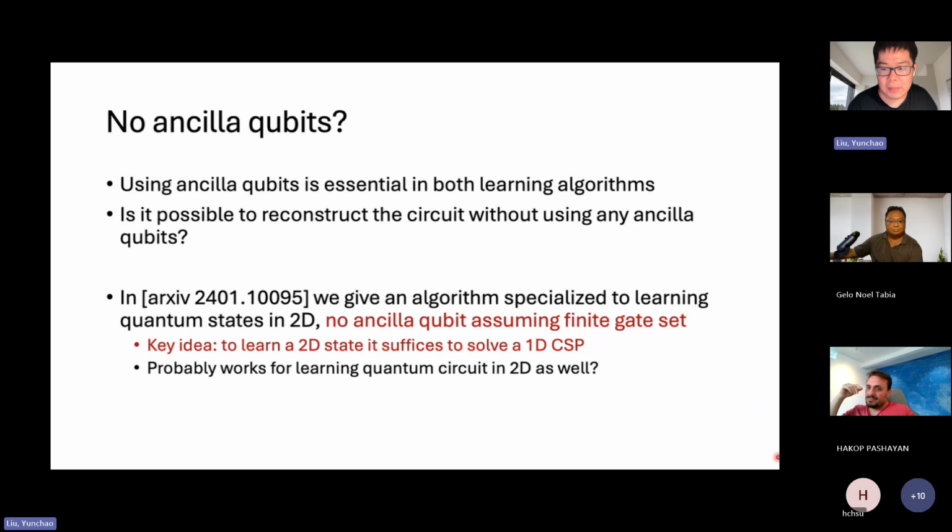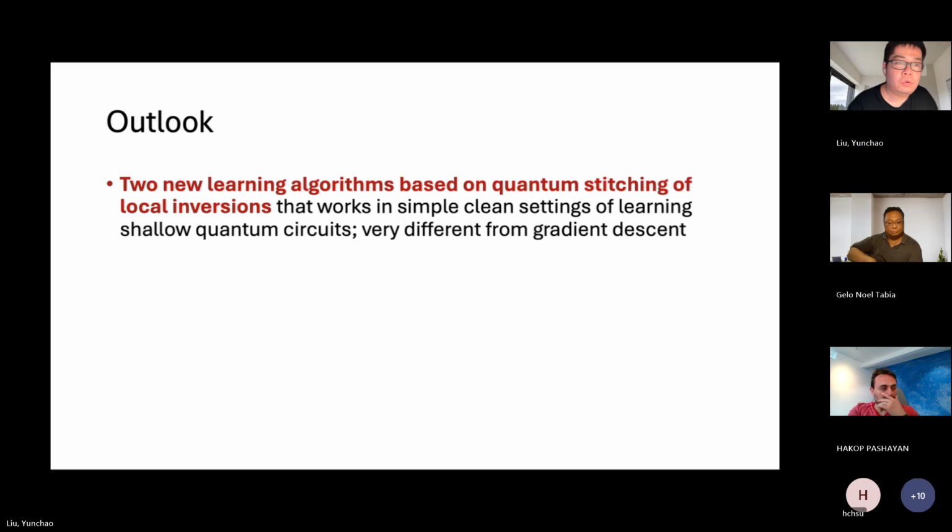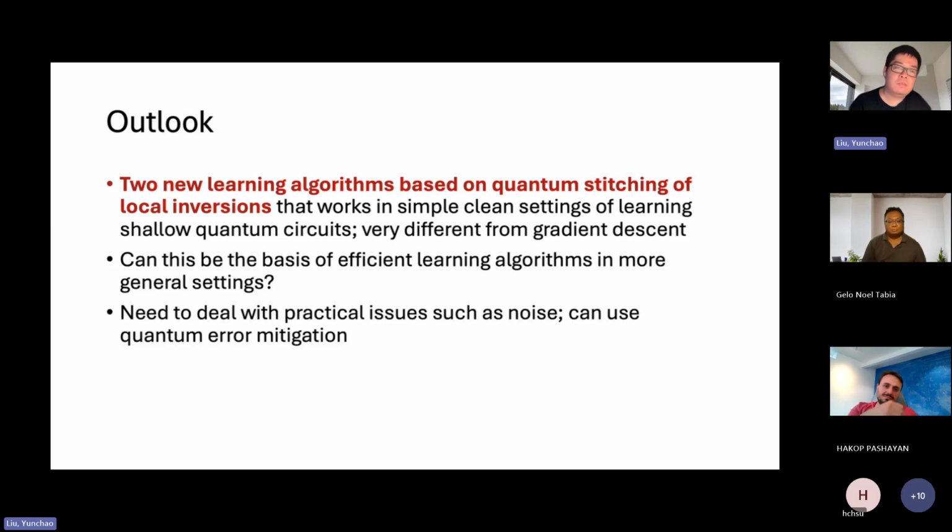Okay, so let me just conclude by mentioning some general remarks. What we have discussed today is two new learning algorithms based on quantum stitching of local inversions. And these algorithms work in this simple and clean setting of learning shallow quantum circuits. This is very different from what people do in the standard variational quantum algorithm literature based on gradient descent. And the interesting question is, can this be the basis of efficient learning algorithms in more general settings? And maybe we can use these techniques to construct more provable quantum algorithms for NISQ devices. And of course, for these things, we need to deal with more practical issues such as noise.